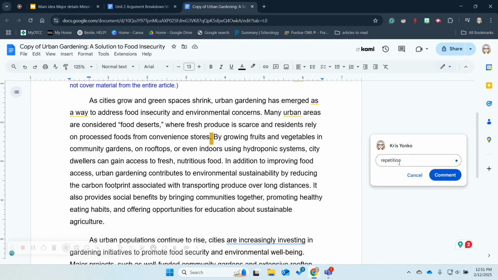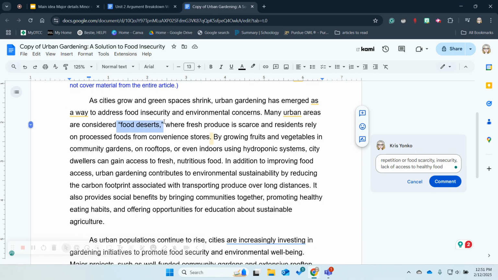So if I were annotating, if I actually had a paper that I was annotating, handwriting, I would write this in my annotations. Repetition of food scarcity, insecurity, lack of access to healthy food. All right, because I see food insecurity, food desert means the same thing, scarcity, right? Unhealthy foods. So I saw that repetition in that couple sentences. All right.